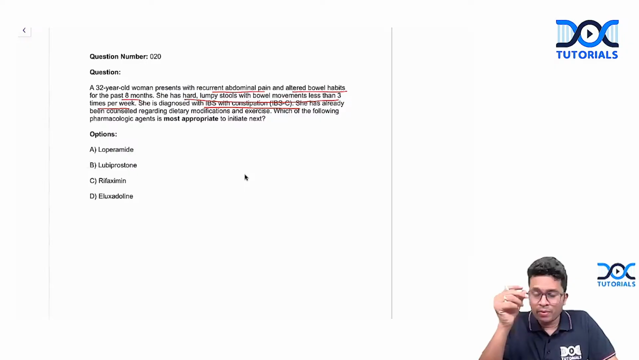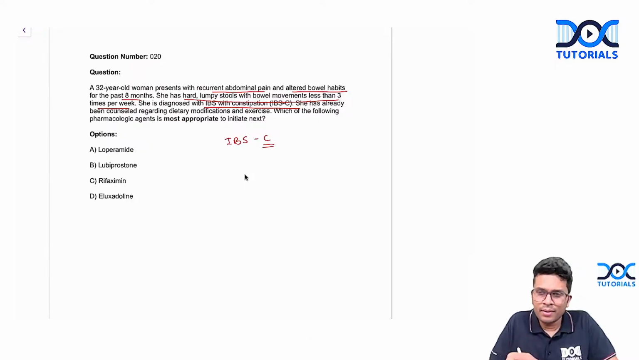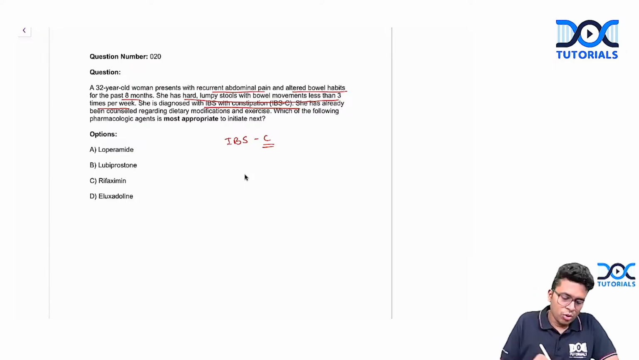Now you have to remember, for IBS-C, constipated type, you have to give dietary modifications with high fiber and other conservative measures, followed by medications. So loperamide will increase constipation. It's not recommended here. It's more for IBS-D. Lubiprostone can be tried. Rifaximin is for IBS-D first. Eluxadoline again is for IBS-D.